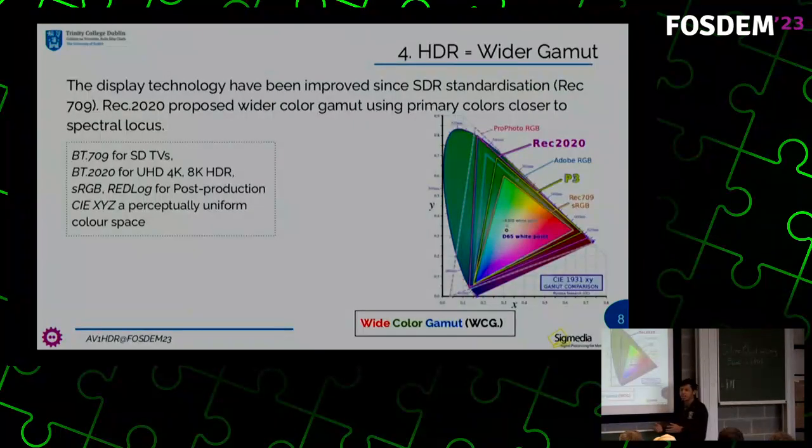Then comes the color. Color is complex. To keep it simple and short: display technology has evolved quite a lot since the standardization of HDR, which was back in the 90s or early 2000s, and now display technologies are capable of displaying more brightness and more colors and things like that.